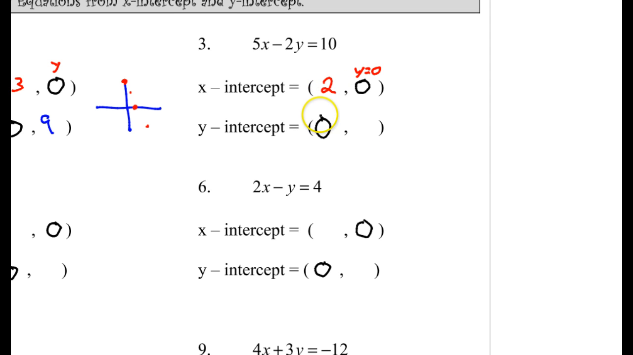And then do the same thing for x. Plug in x equals 0. So -2 times what is 10? -5. -2 times -5 is positive 10. So 2, 0, and 0, -5 would look like this, and that would be the graph.